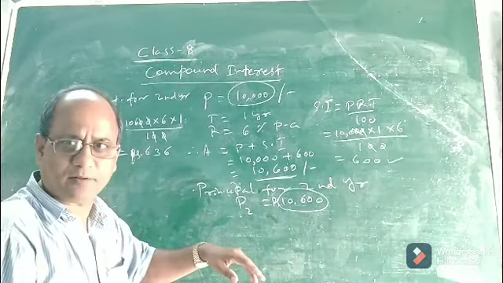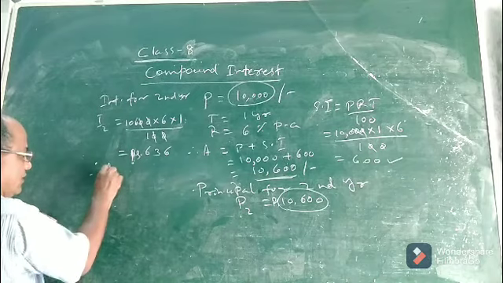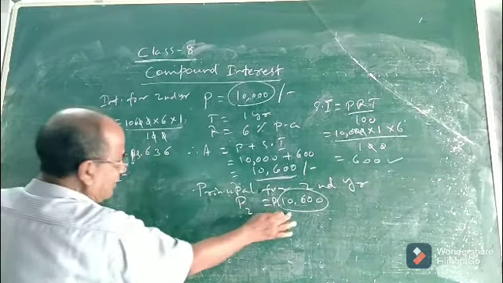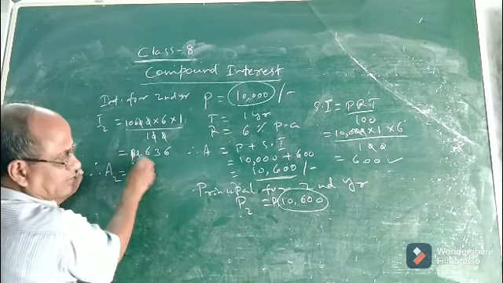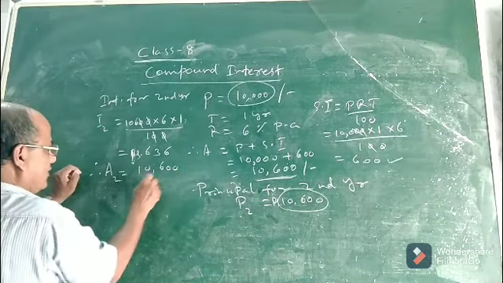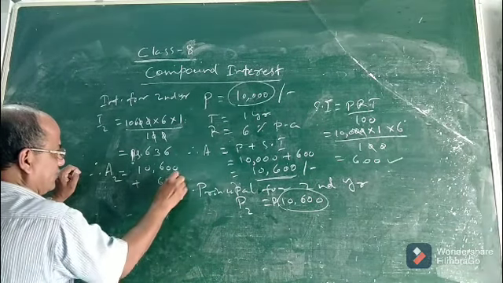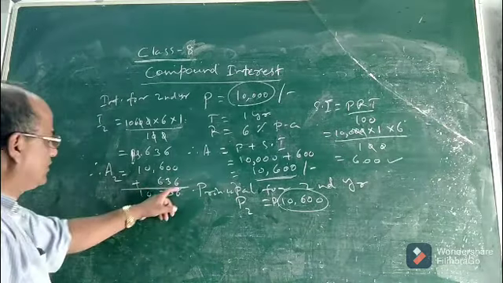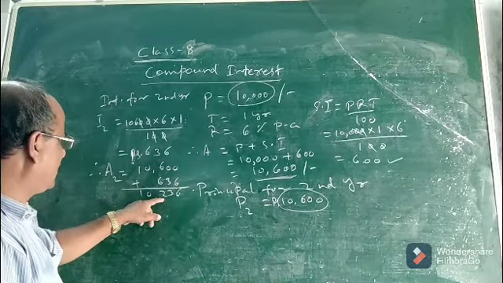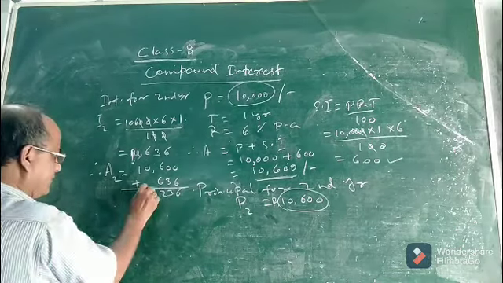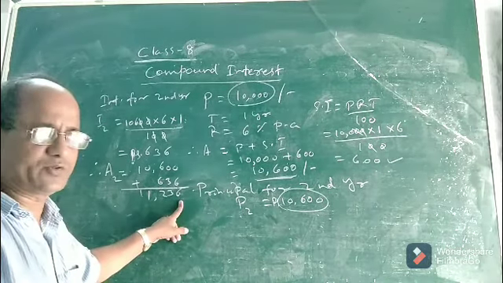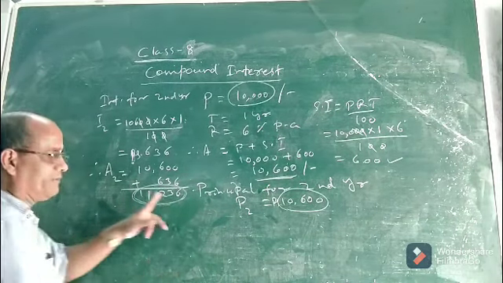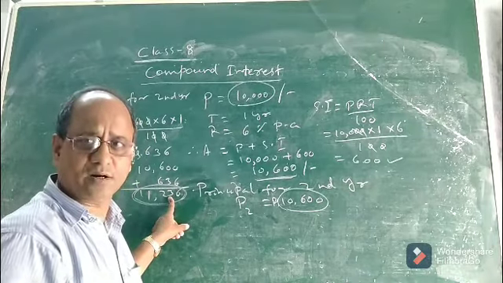Then what will be the amount after second year? So amount A2. This is amount after second year. The amount after second year will be this principal plus interest, that is 10,600 plus 636, you see. 6 plus 6 is 12. Carry 1, it is 11. 11,236, you see. Now this will be the final amount. This much final amount the man has to clear to the bank in order to clear the loan.